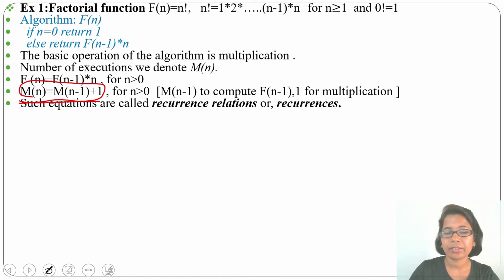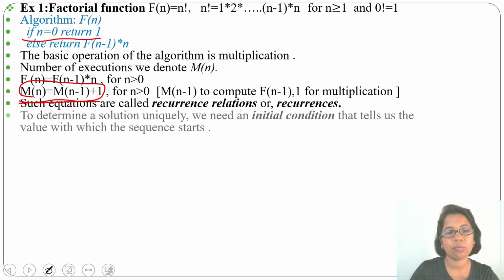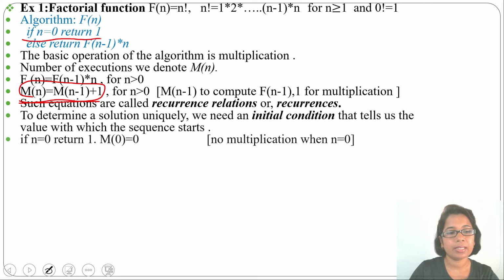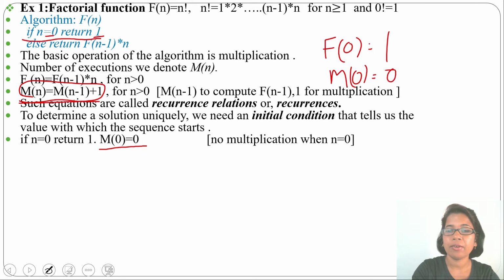And for every recurrence relation we need an initial condition. What is the initial condition here? If n equals 0, return 1. That we can write as m of 0 equals 0. Why 0? When the n value is 0, we directly return 1. We are not doing any multiplication. F of 0, or factorial of 0, is 1, while m of 0 equals 0. M of 0 is the number of multiplications for finding the factorial of 0. There is no multiplication, that's why it is 0.